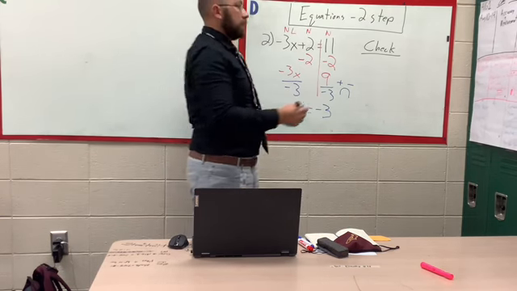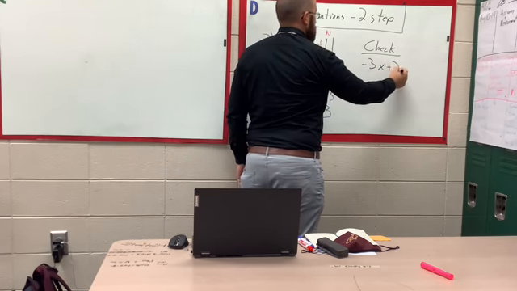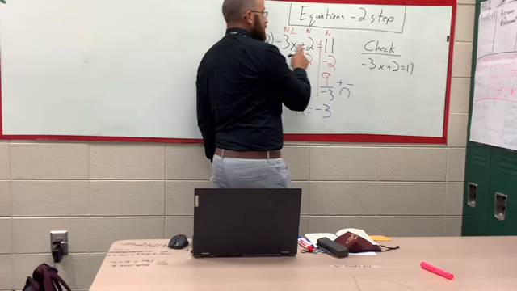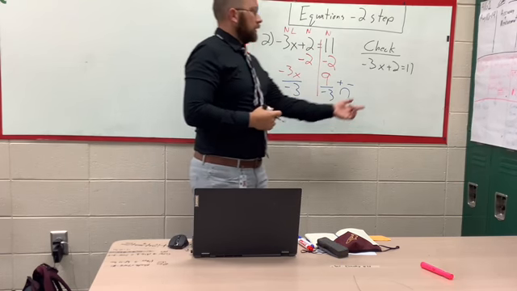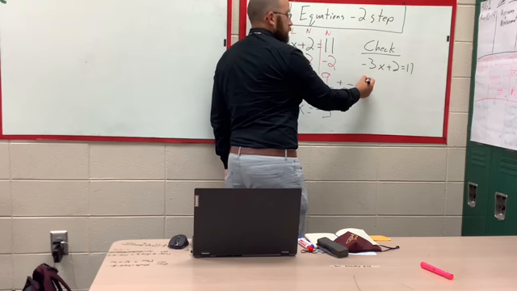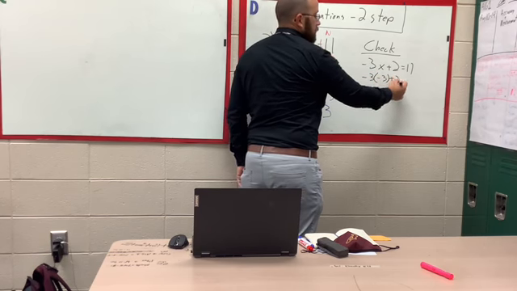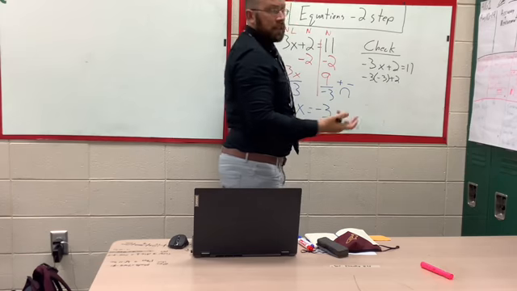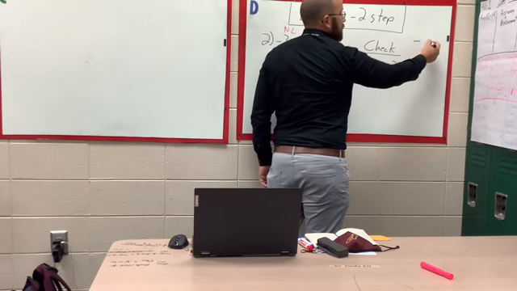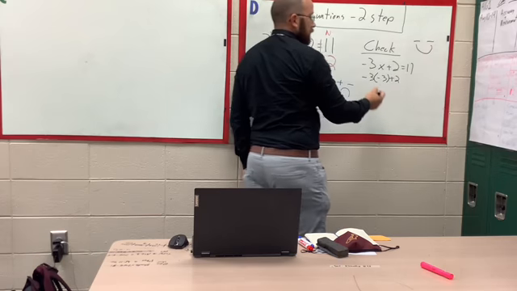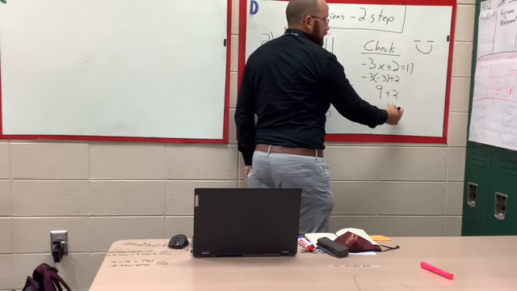Now we have to check it. So we do negative 3x plus 2 equals 11, and that is exactly what we had right here. Now we're just taking what we got here and plugging it in up here. So negative 3 times negative 3 plus 2. Negative 3 times negative 3, again, if we do the face, negative and negative gives us a smiley face. So that's 9 plus 2, 11.